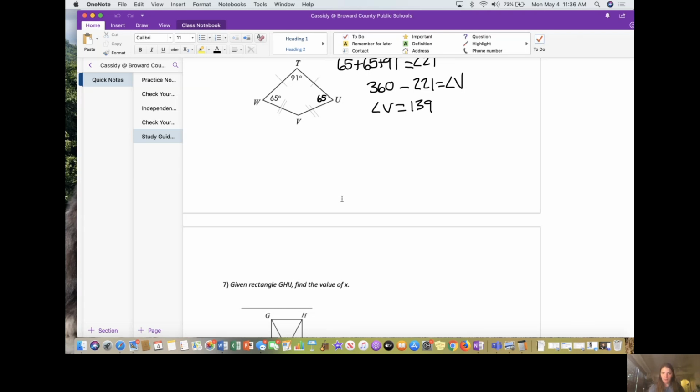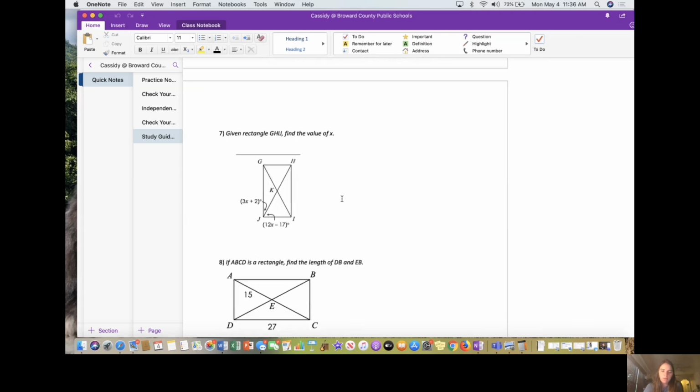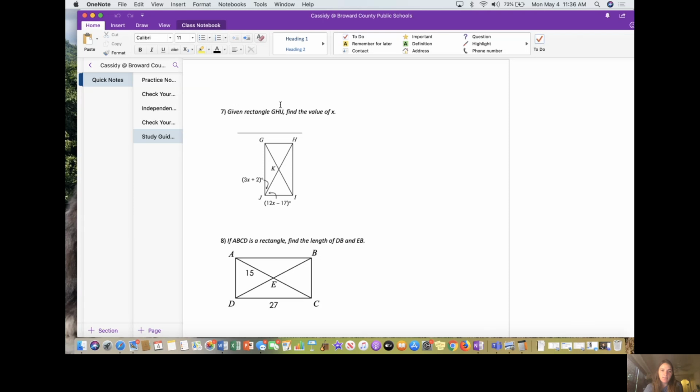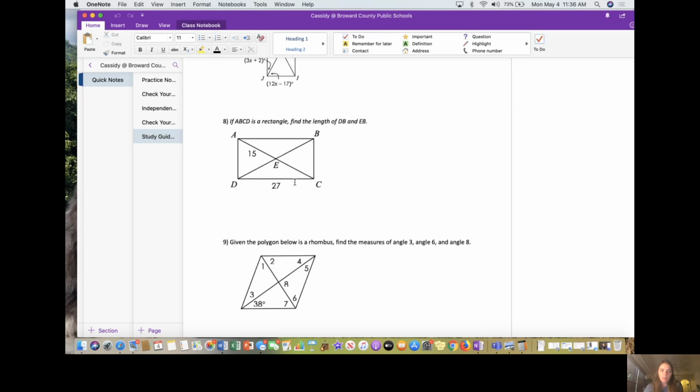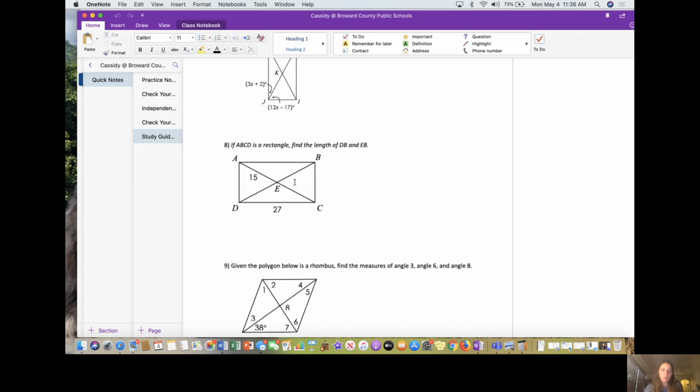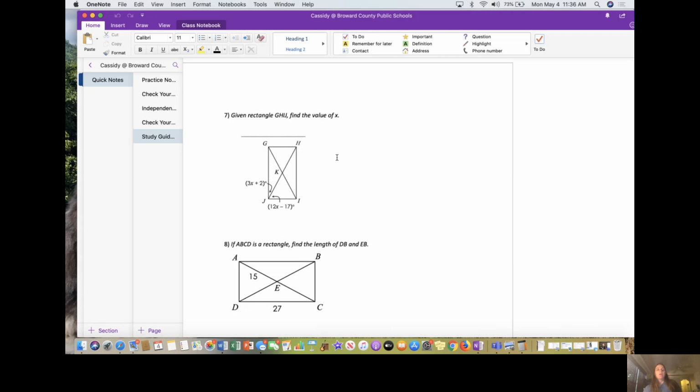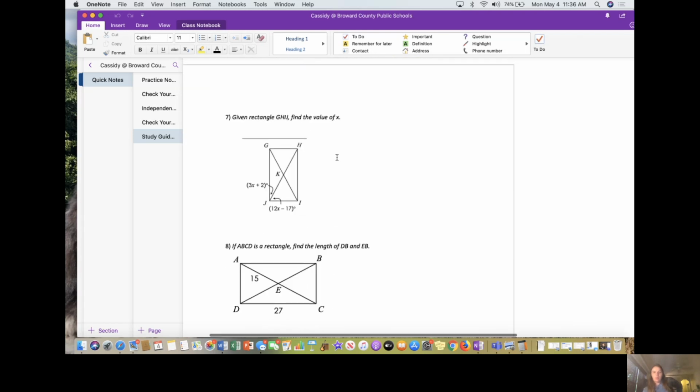I did highlight it, but I'm not going to wait for it to show up. All right, next question says, given rectangle GHIJ, find the value of x. We got 3 more questions. These are all, well, 2 of them are rectangles. Given rectangle GHIJ, find the value of x.